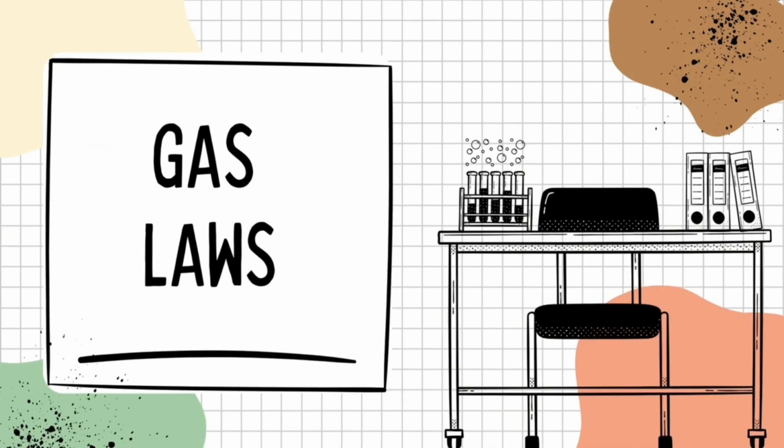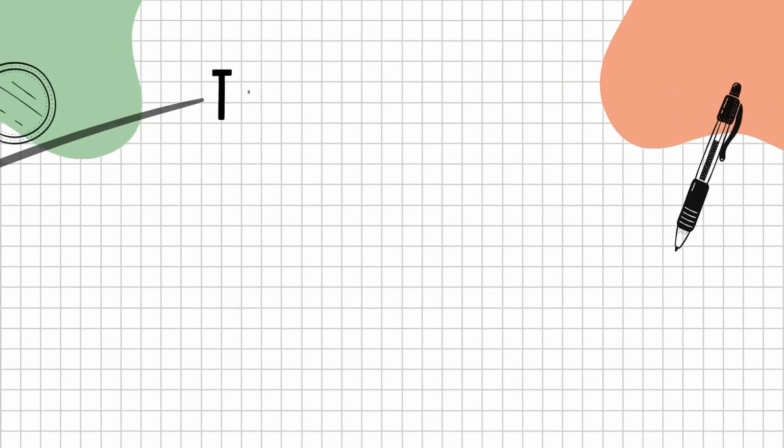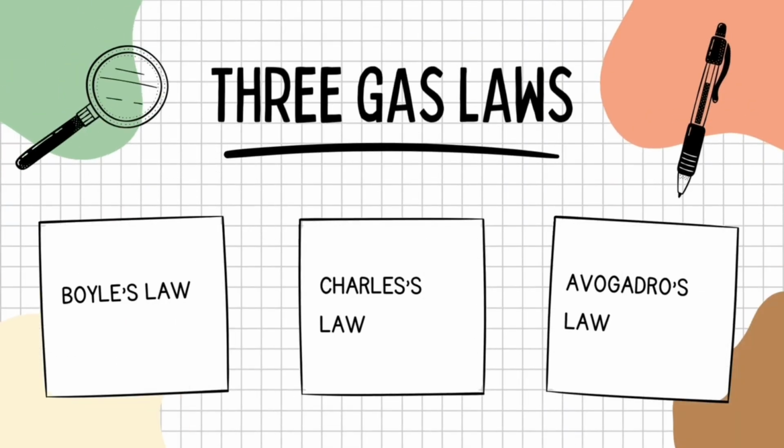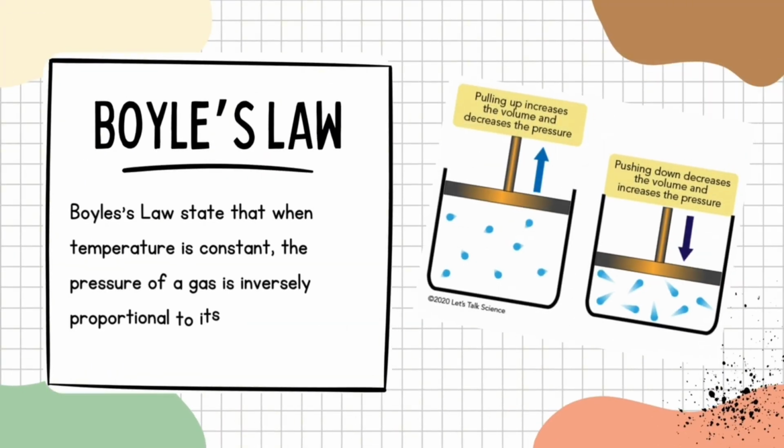Now I will explain the gas laws. Here we have 3 types of gas law, which are Boyle's law, Charles' law, and Avogadro's law. The first one is Boyle's law. Boyle's law states that when temperature is constant, the pressure of a gas is inversely proportional to its volume. This means if the volume decreases, the pressure increases and vice versa.